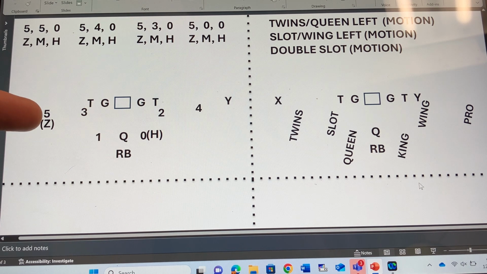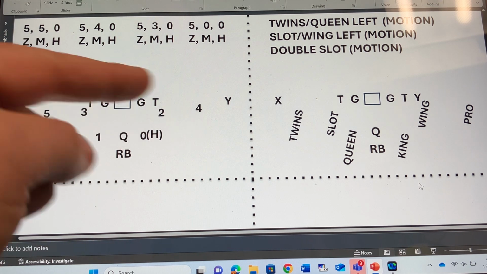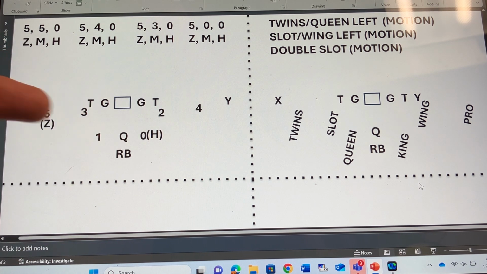Now, with the number system, I usually just keep the numbers exactly the way they are, where odds are on the left, evens are on the right, and kind of an easy situation right there. It just depends on how you want to teach it. These are two examples of how you can build your formations.